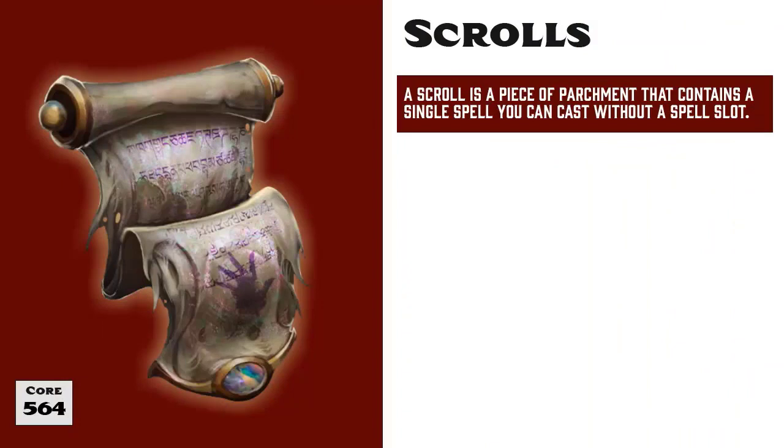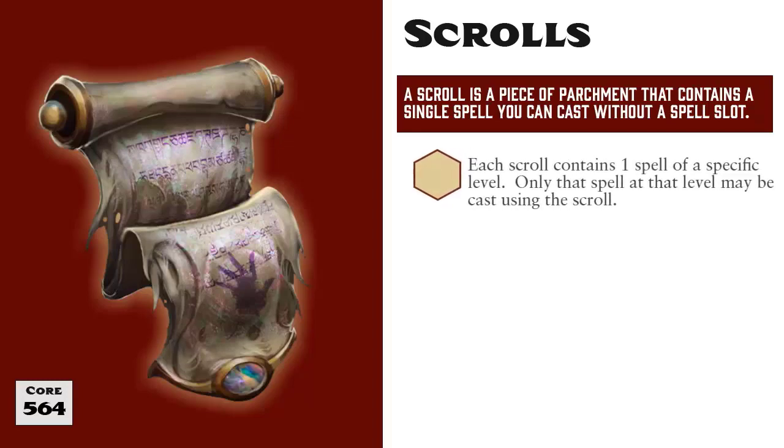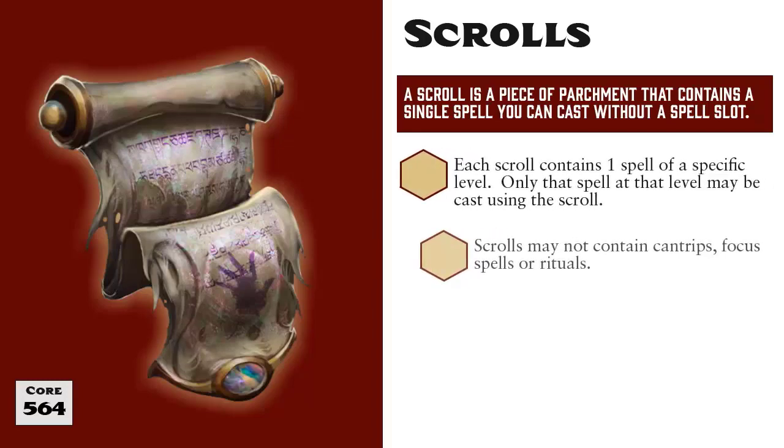Scrolls are consumable magic items that allow you to cast a spell without using a spell slot. Each scroll contains one spell written upon it, and only regular spells may be scribed into a scroll, meaning you cannot cast cantrips, focus spells, or rituals with a scroll. The spell contained within a scroll may only be cast at the level specified by the scroll, which is noted in the scroll's name. For example, a scroll of Fireball 4th level can be used to cast a 4th level Fireball spell and only at that level. It could not be used to cast Fireball heightened higher than that, even if you are normally able to cast higher level Fireball spells yourself.